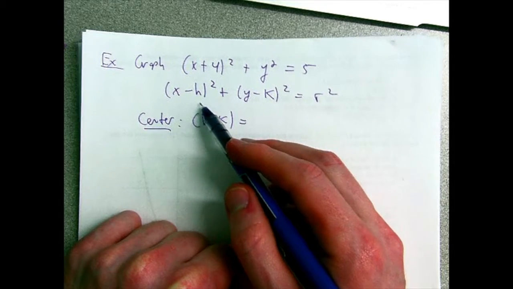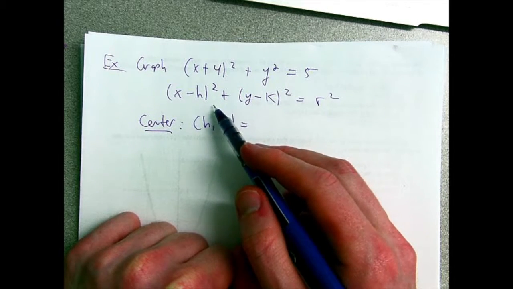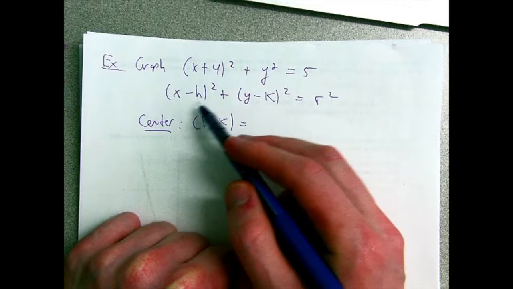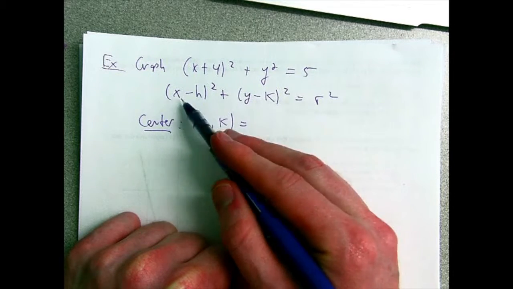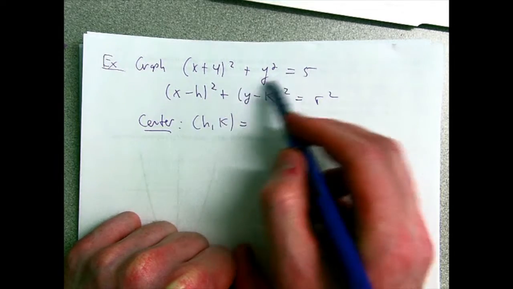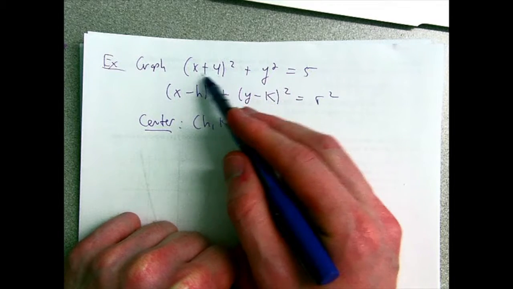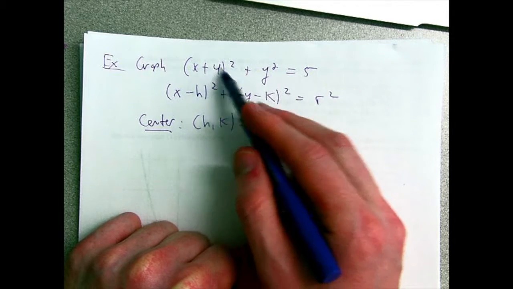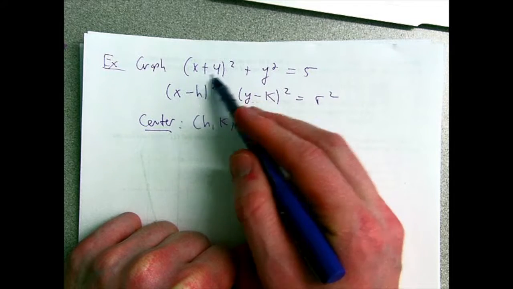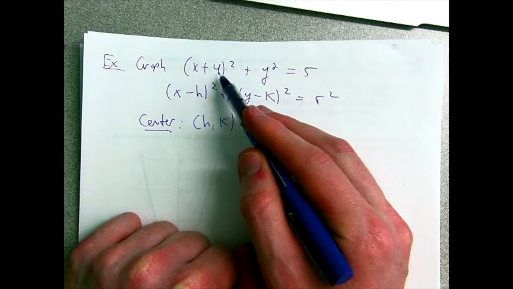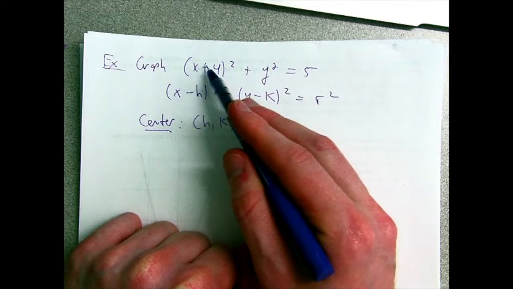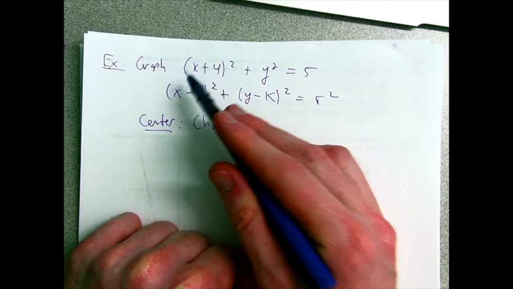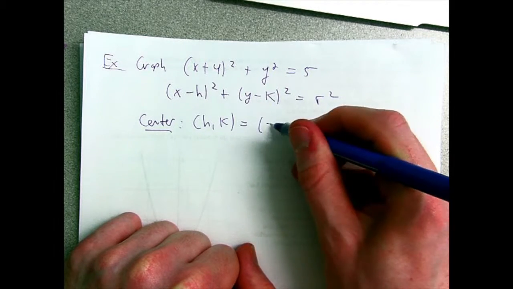The explanation for that is this. H in the general form is the number which is being subtracted from the x. If you look at our equation here, what is being subtracted from the x? Well, not 4, because if 4 were being subtracted, it would say x minus 4. In order to view this as x minus something, you have to view it as x minus -4. So the h is -4.